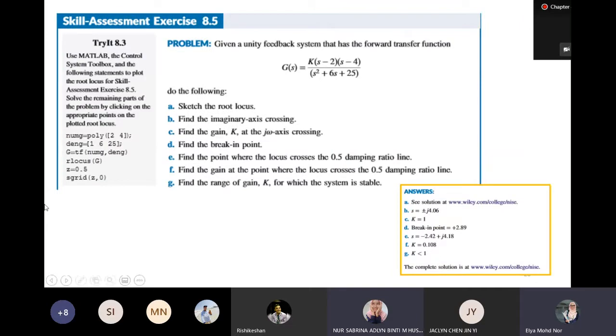Okay. Another one, skill assessment example, exercise 8.5. Given the unity feedback system that has the forward transfer function G(s) equals K(s minus 2)(s minus 4) over s squared plus 6s plus 25. Okay, first sketch the root locus.